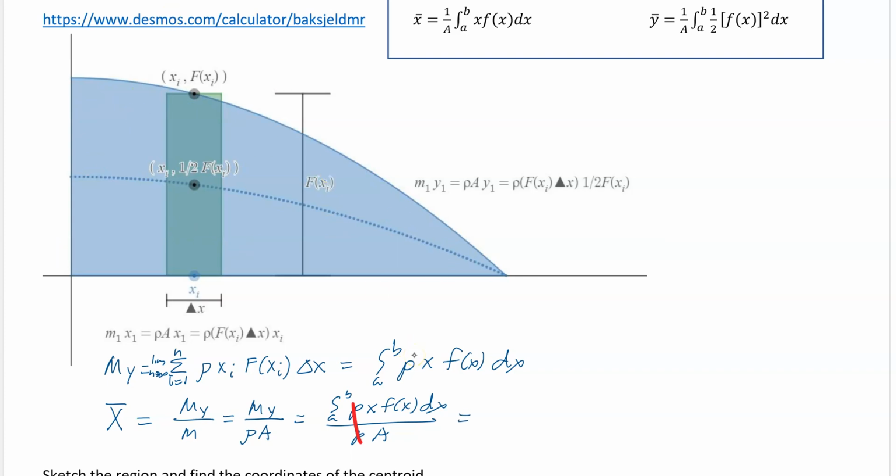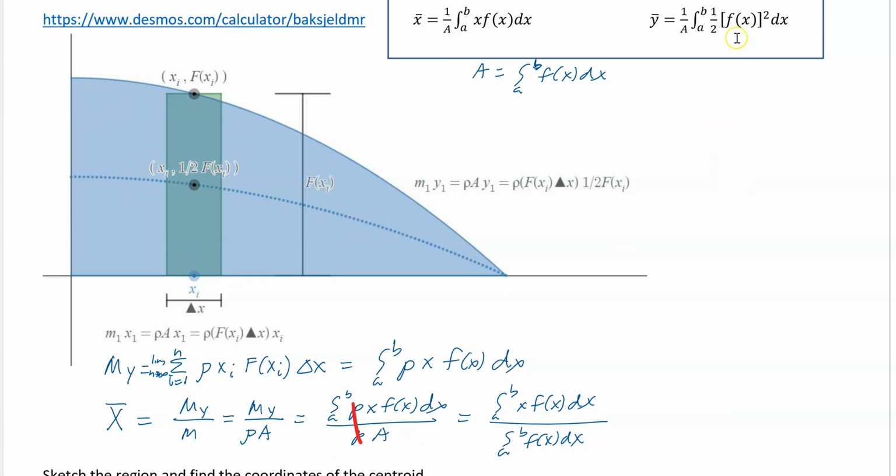So this becomes the integral from a to b of x f of x dx over the integral from a to b of f of x dx. Now do not cancel those, because that is not what we're saying here. You can't split the integral. But that's where we use 1 over A to make it a little bit easier. So your A here is the integral from a to b of f of x dx. It's just the area under the curve that we've been doing from the very beginning.